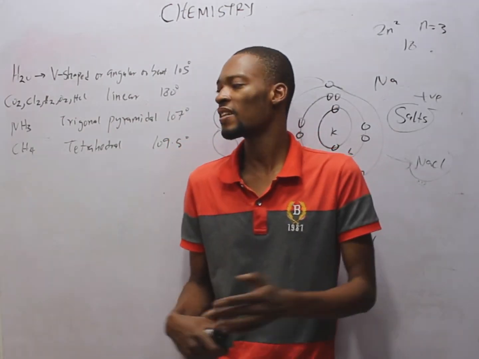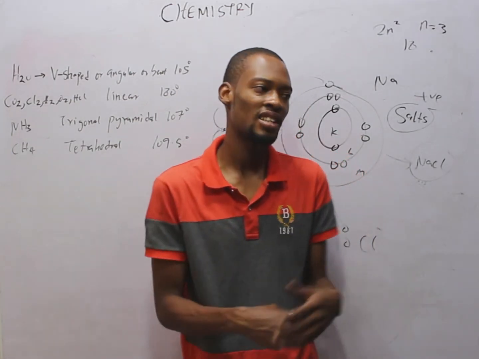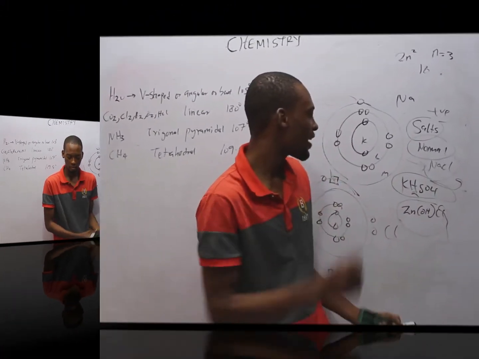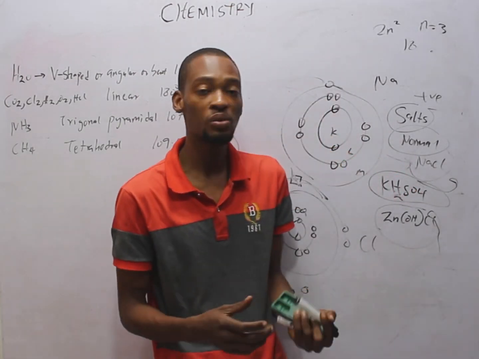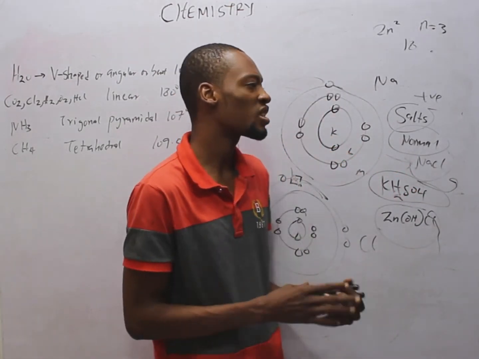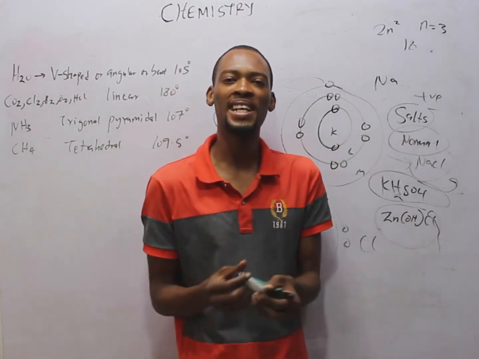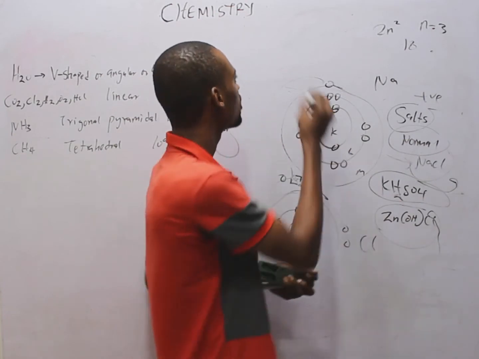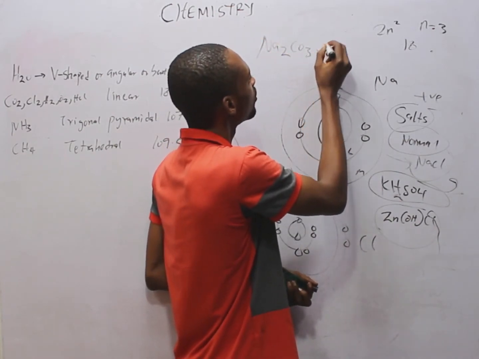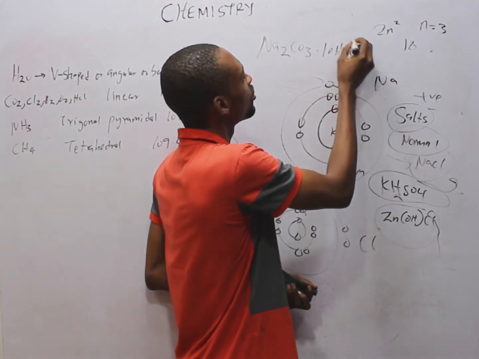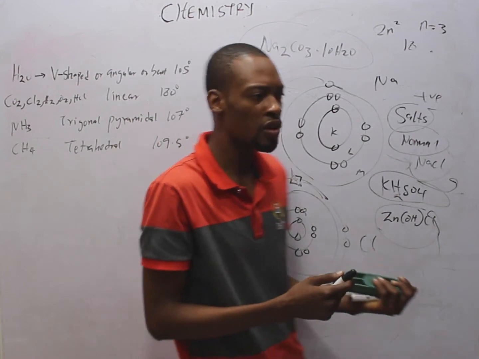The characteristics of salt are efflorescence, deliquescence, and hygroscopy. Now I explain the properties of salt. Efflorescent salts release water of crystallization to the atmosphere. If you have washing soda, Na2CO3.10H2O, and it loses water of crystallization to the atmosphere, that's what we call efflorescence.